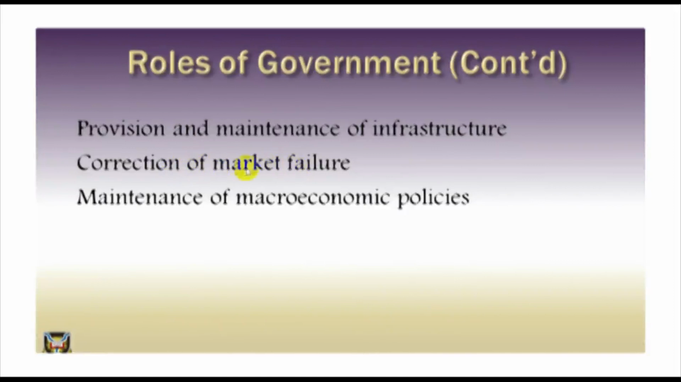The government attempts to adjust the production and consumption of particular goods and services where private markets fail to produce an efficient level of output for those products. Government plays a moderating role by ensuring that there is equitable production of goods in the economy. C. Maintenance of macroeconomic policies.